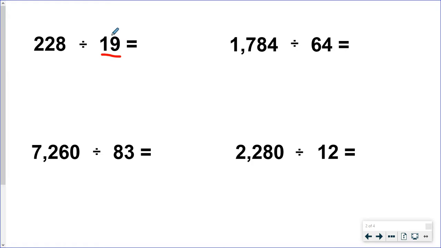So let me tell you what I'm talking about. I'm going to take the number 19, and I'm going to round this number to the nearest tens place. I know that the number 19 is somewhere between 10 and 20. And I've got to say, which one is it closer to?